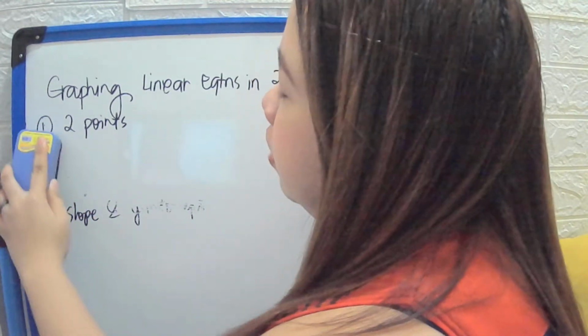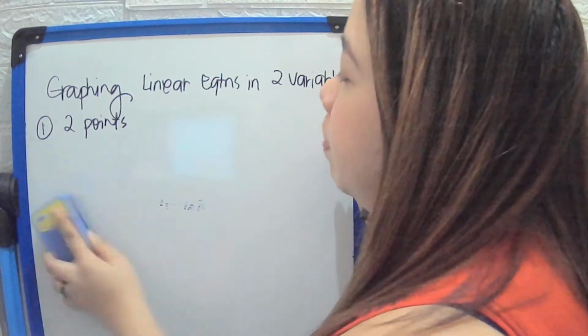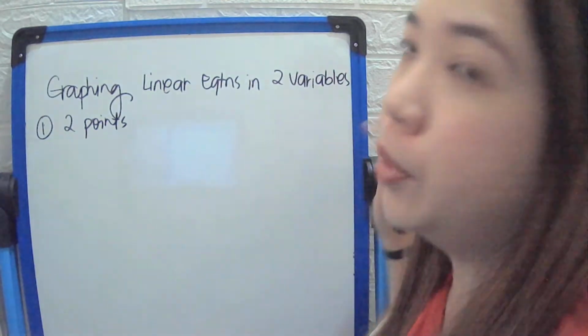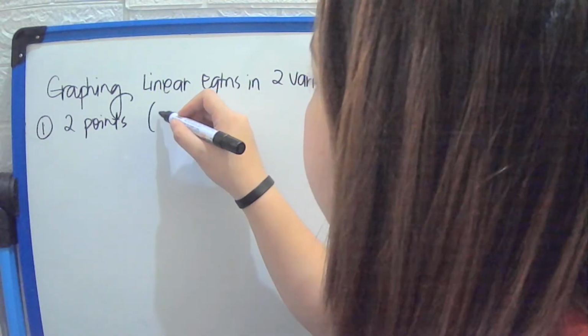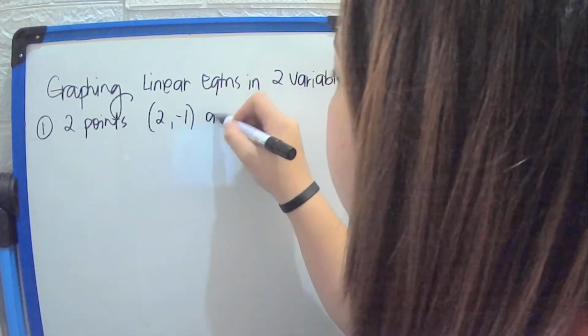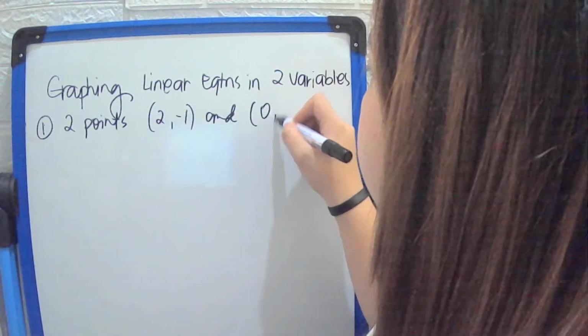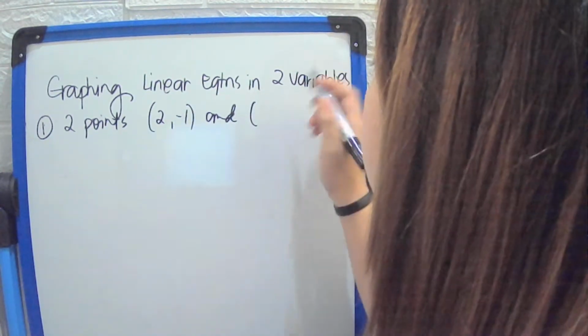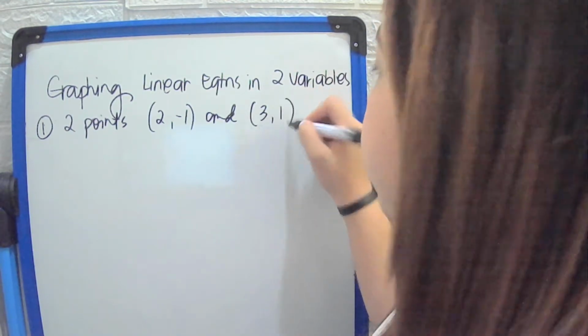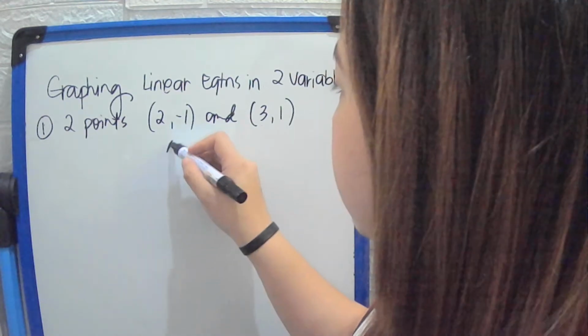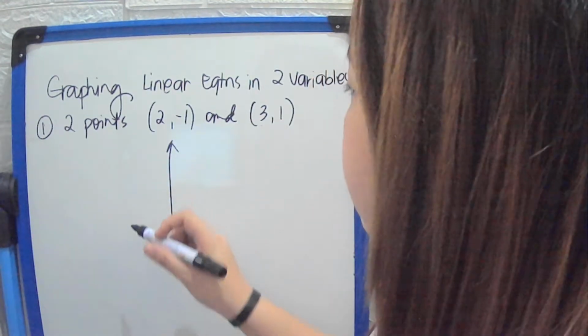Okay, so this is easy because you just have to plot those points. So for example, you are given 2, -1, and, no, let's say not 0, let's say 3 and 1. So what you're going to do is to plot those points in the Cartesian plane.